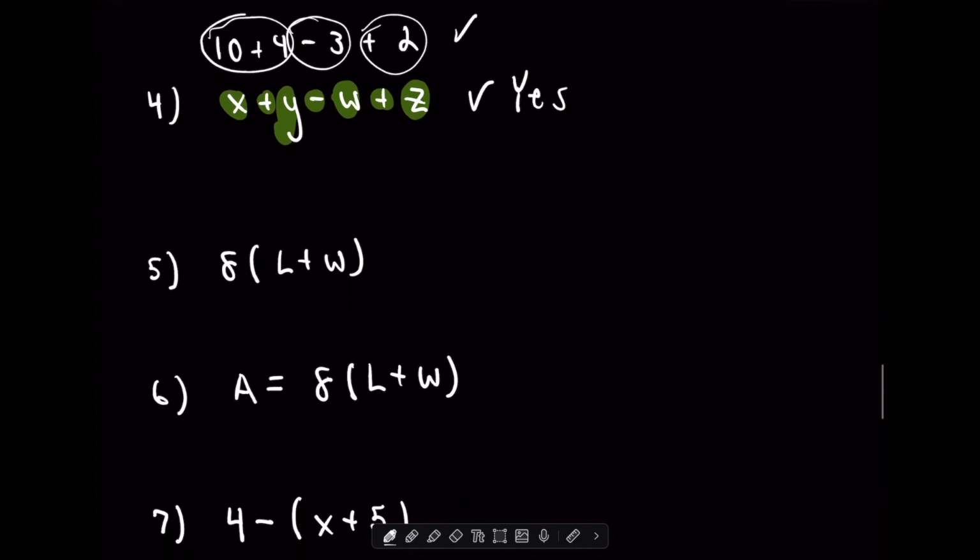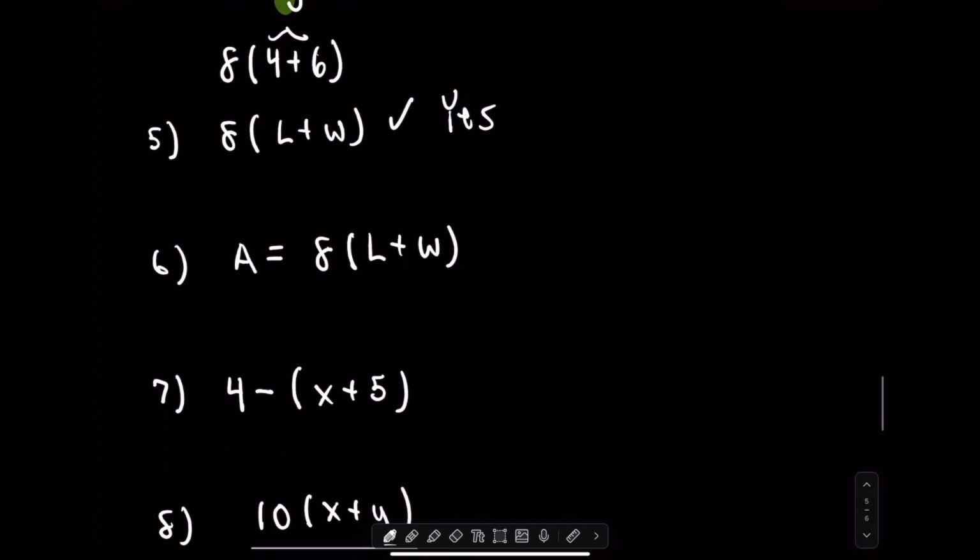The same thing for number 5. It says, okay, in this case, we're going to take our length plus our width. We would add those values together, and then we would simply multiply that by the number 8 at the end. So again, if I had numbers here, 8, and then 4 plus 6, I would know what to do here. I would do 4 plus 6, that would give me 10, and then I would multiply that by 8 to get 80. So yes, this is an expression.